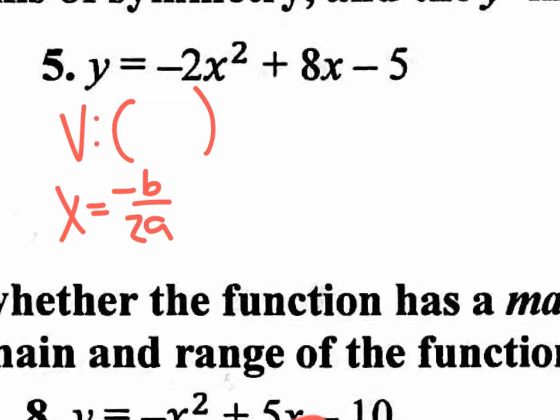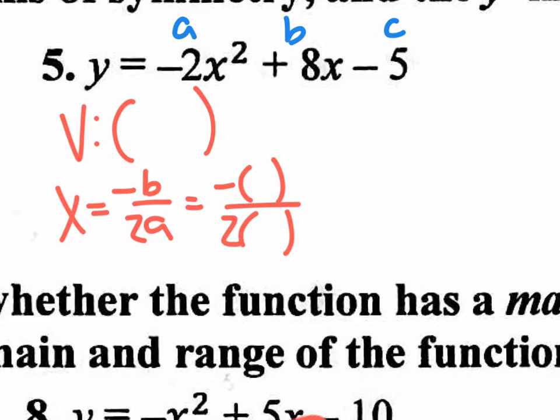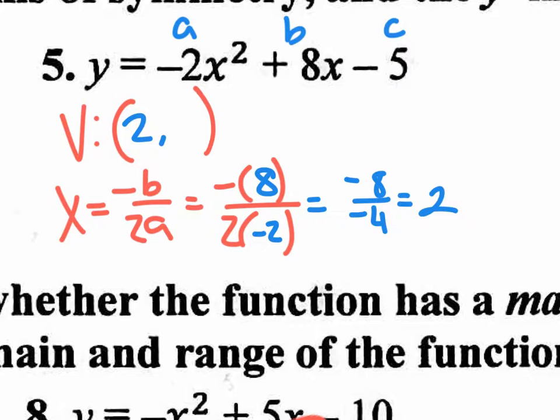Let's replace the letters with parentheses. So our A value is negative 2, our B value is positive 8, our C value is negative 5. So what do I put into the first parenthesis up on top right here? 8. Okay. How about the bottom parenthesis? Negative 2. So what we really have is negative 8 divided by negative 4, so your X value is 2. X value is 2. Make sense?